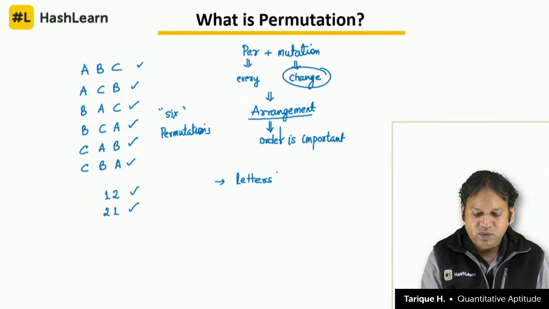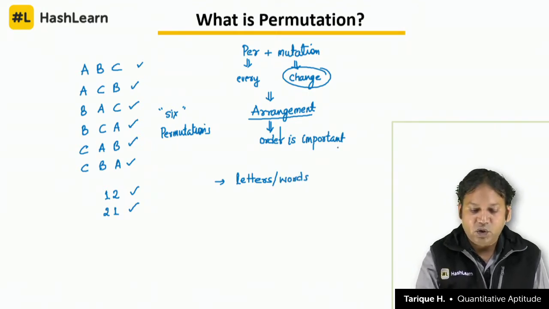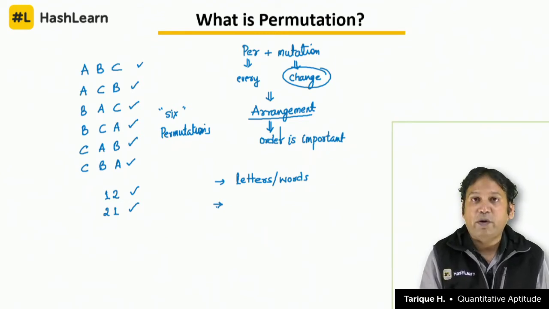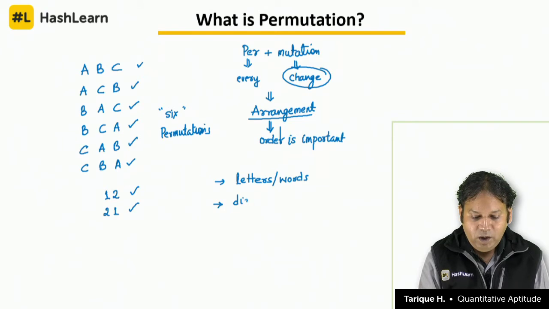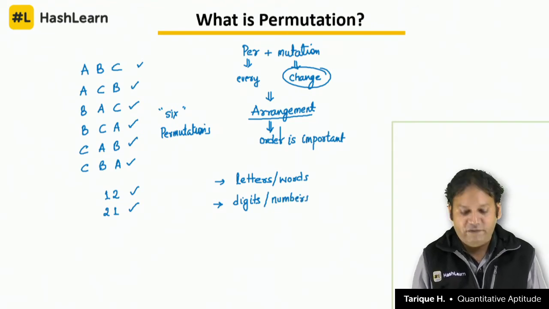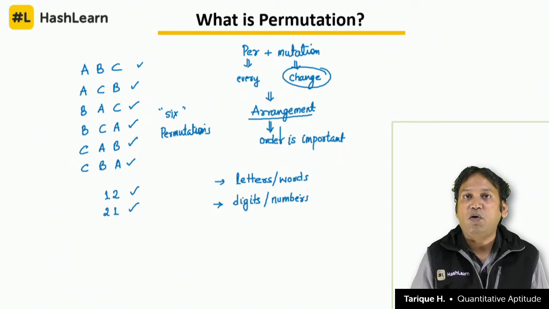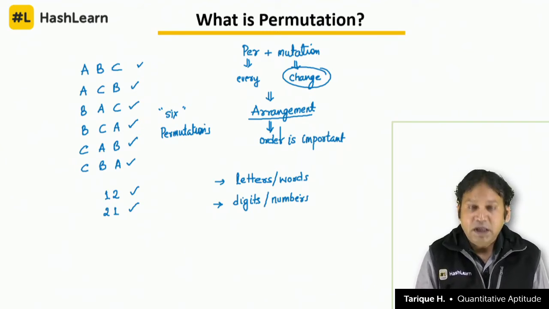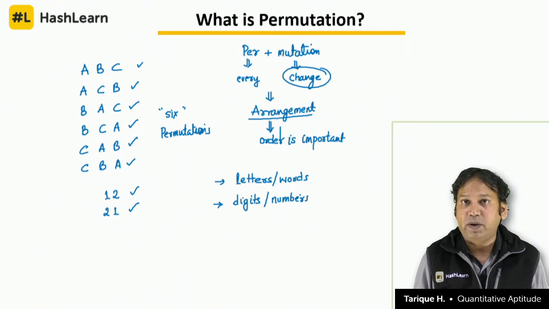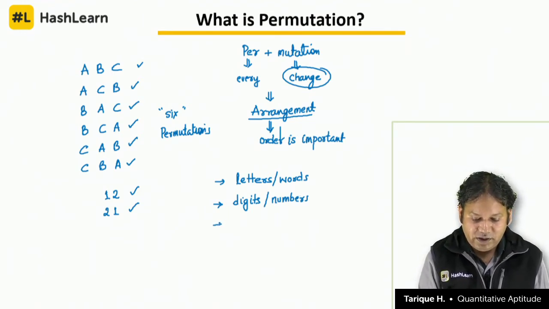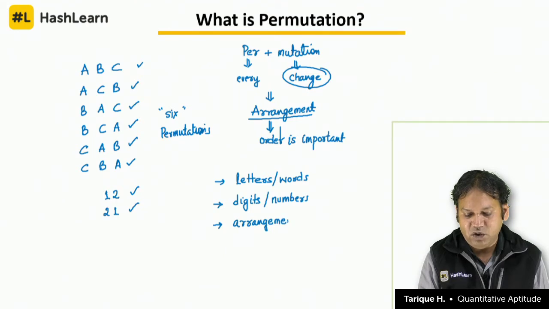Clear? So you must know these keywords. Questions on letters and words will always be questions on permutation, because in letters and words order is important. Then we have questions on digits and numbers, which will always be questions on permutation. For example, how many 4-digit numbers can be made using the digits 1, 2, 3, 4 and 5. Again, every time we have a particular order of the digits, the number changes. Clear? Then we have questions based on arrangement, seating arrangement. Any question with arrangement will be a question on permutation, whether it's a linear arrangement or an arrangement around a circle.